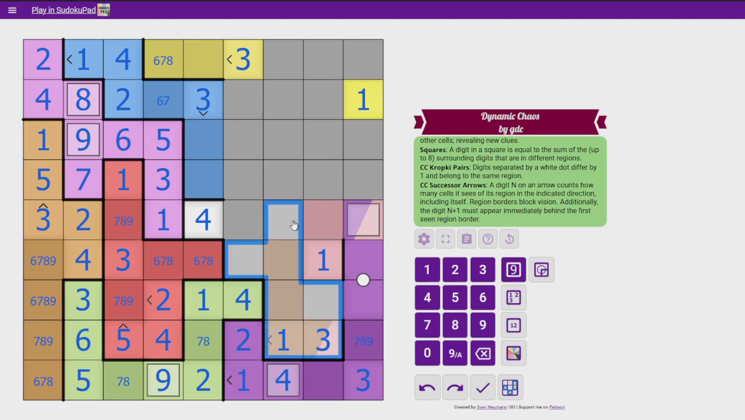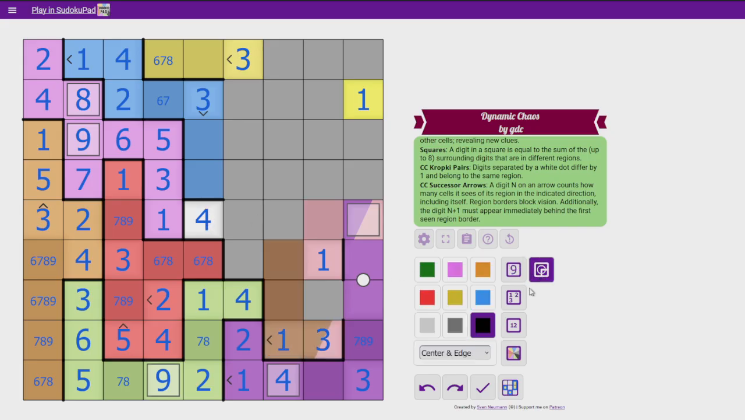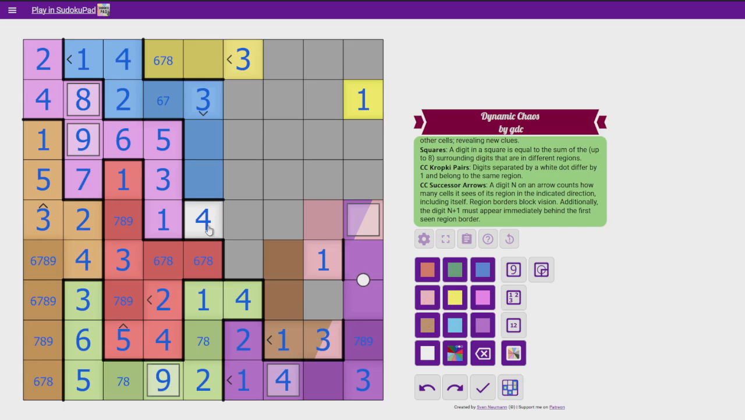3, 4, 5, 6, 7. I don't think it can be tan. Because if this is tan, then tan must get out through there. But now these 2 tan regions must connect.